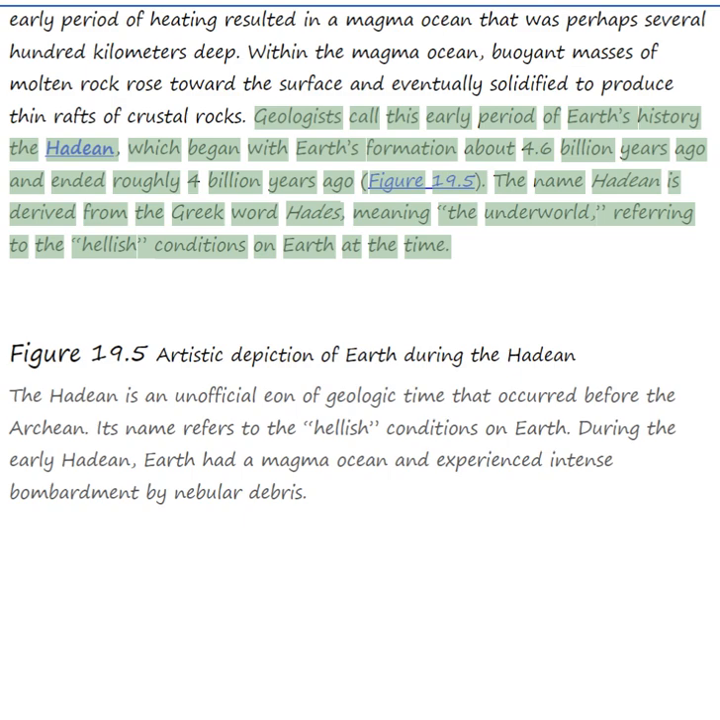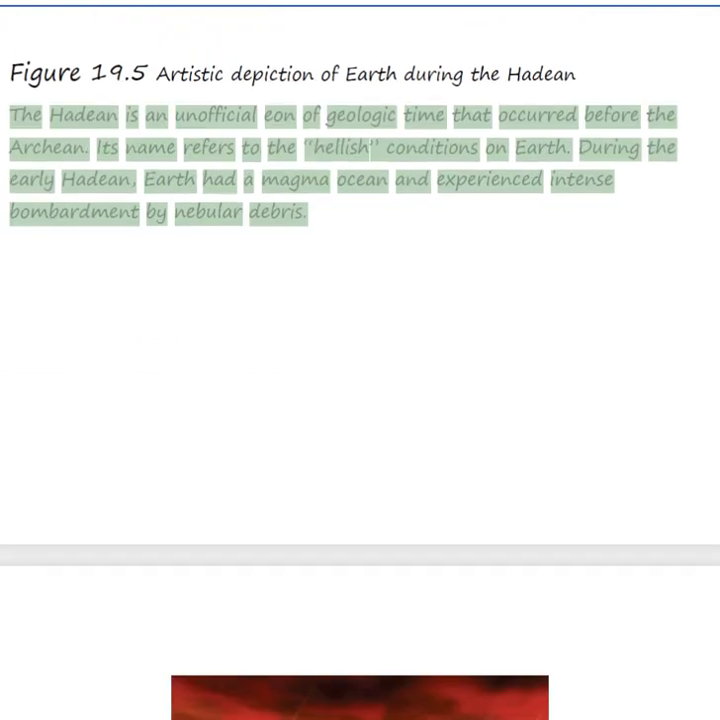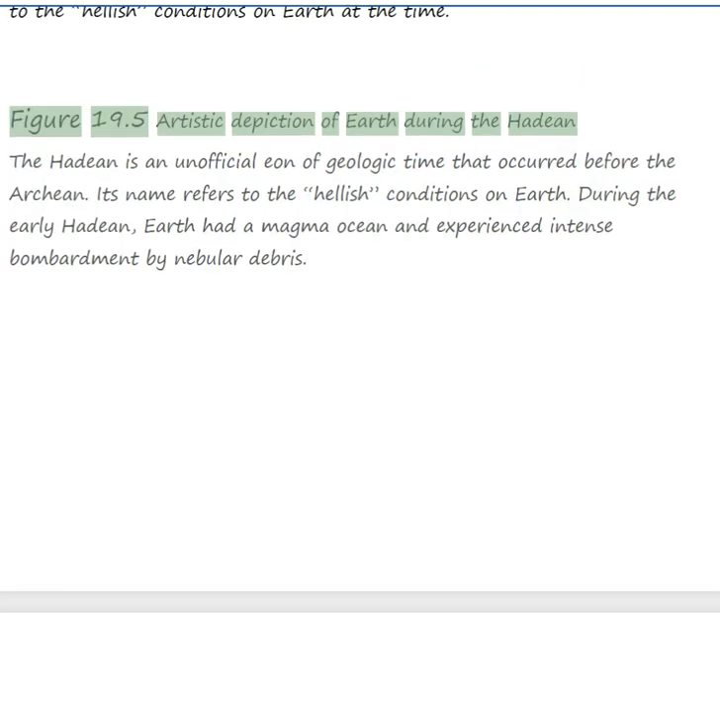Geologists call this early period of Earth's history the Hadean, which began with Earth's formation about 4.6 billion years ago and ended roughly 4 billion years ago. The name Hadean is derived from the Greek word Hades, meaning the underworld, referring to the hellish conditions on Earth at the time. The Hadean is an unofficial eon of geologic time that occurred before the Archean. During the early Hadean, Earth had a magma ocean and experienced intense bombardment by nebular debris. Figure 19.5 Artistic depiction of Earth during the Hadean.